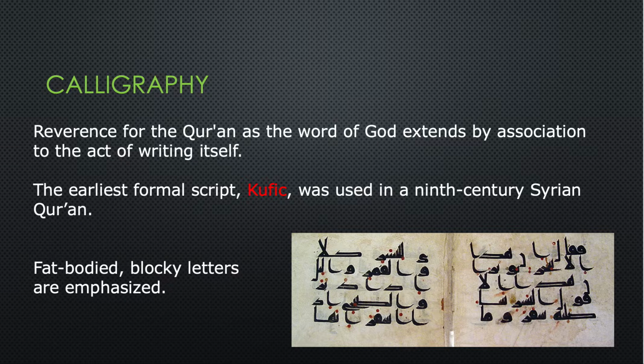So calligraphy. Calligraphy is very important in this culture. A reverence for the Quran as the Word of God extends by association to the act of writing itself. The earliest formal script is called Kufic, and that's in red because it will show up on the quiz. Kufic was used in the 9th century Syrian Quran, and that's like the font. So it's not the language, it is not the text, it really is just the style of lettering that we're talking about.